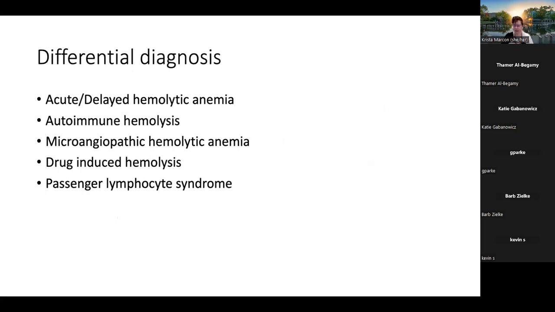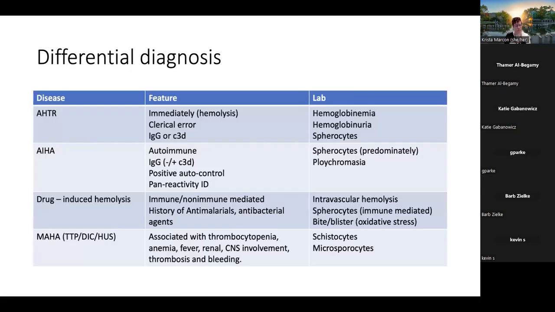Initially, several differential diagnoses can be considered based on the patient's medical history, multiple comorbidities, and the observed decrease in hemoglobin level and platelets. It could be a delayed hemolytic transfusion reaction, autoimmune hemolysis, microangiopathic hemolytic anemia, drug-induced hemolysis, or passenger lymphocyte syndrome. It is important to carefully differentiate between all these entities, as their treatments are completely different. The presentation, laboratory, and morphological findings can help us distinguish between them.